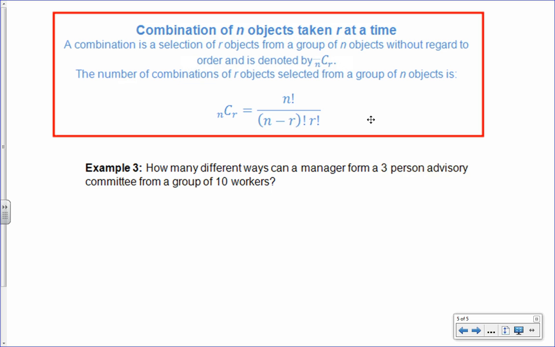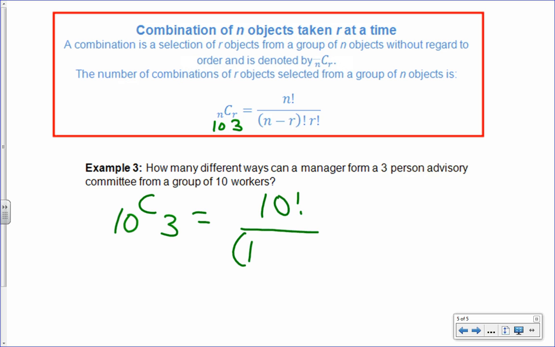And I'll show you this one by hand if you want. So all right, we've got 3 people for an advisory committee from a group of 10. Okay. So do you see how order would not make a difference on this one compared to the other ones? Is that clear to everyone? Okay. So it's 10C3 is how you could write it. So I'm looking at 10 factorial over 10 minus 3 factorial, and then another 3 factorial. Right? With me on that?